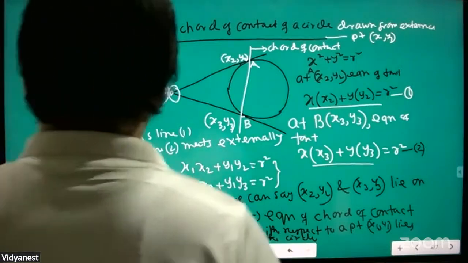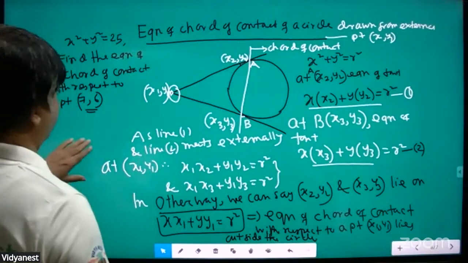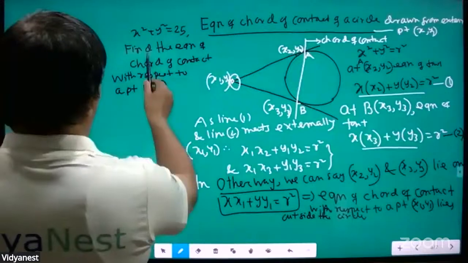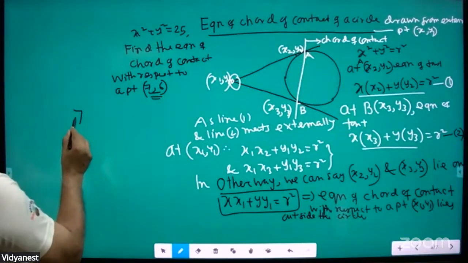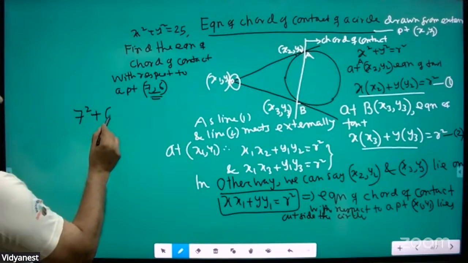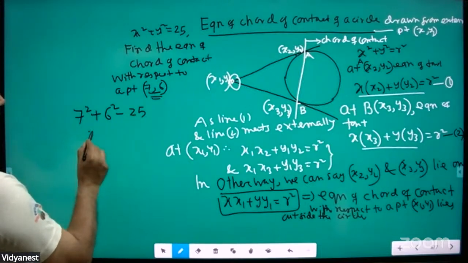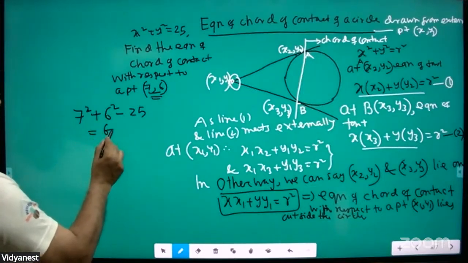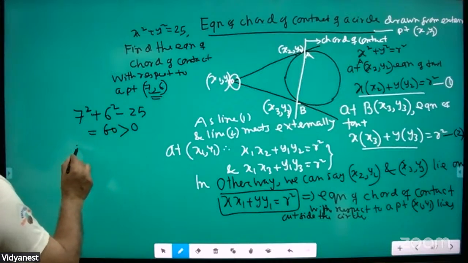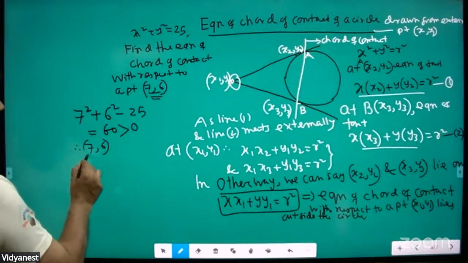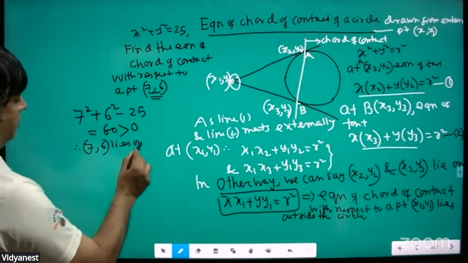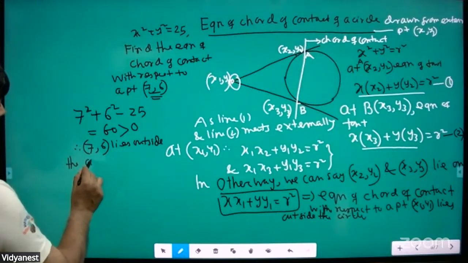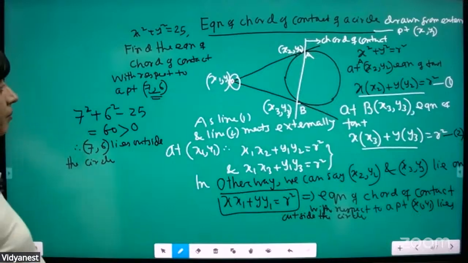So, what will we do? I will put 7 and 6 in this equation. 7 square plus 6 square minus 25. 49 plus 36, 85, minus 25 is 60. Obviously greater than 0. Therefore, (7, 6) lies outside the circle. Yes or no? Yes sir.